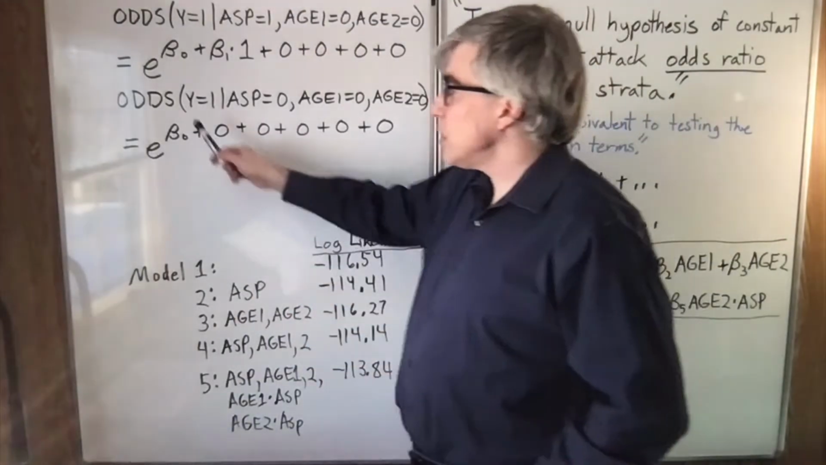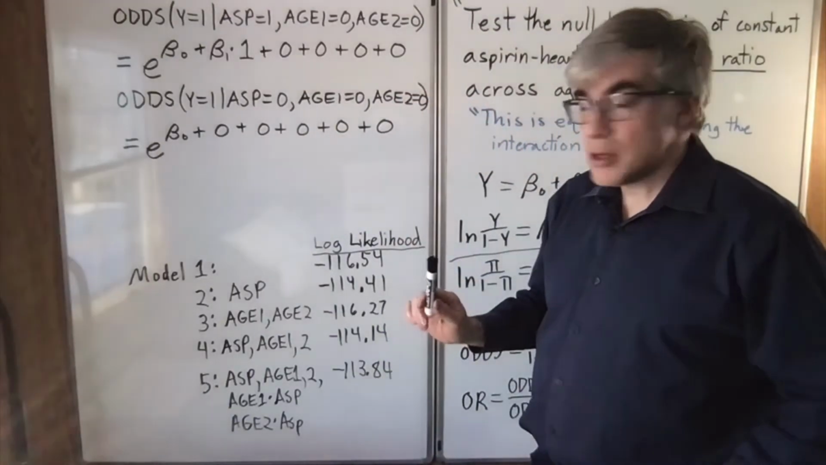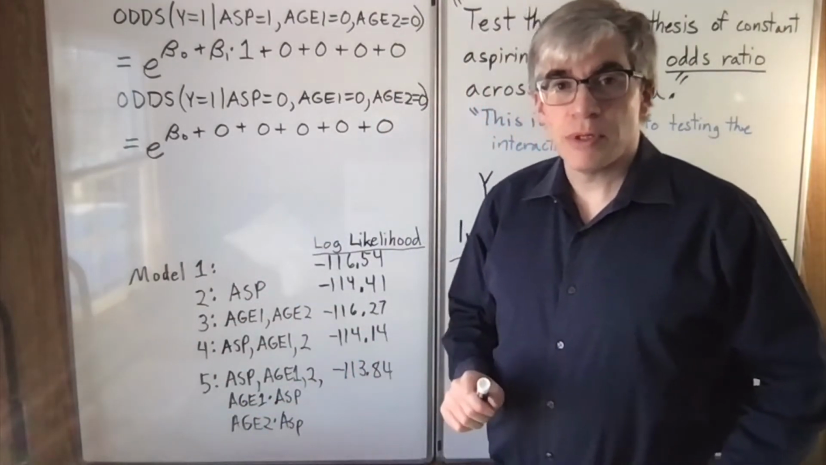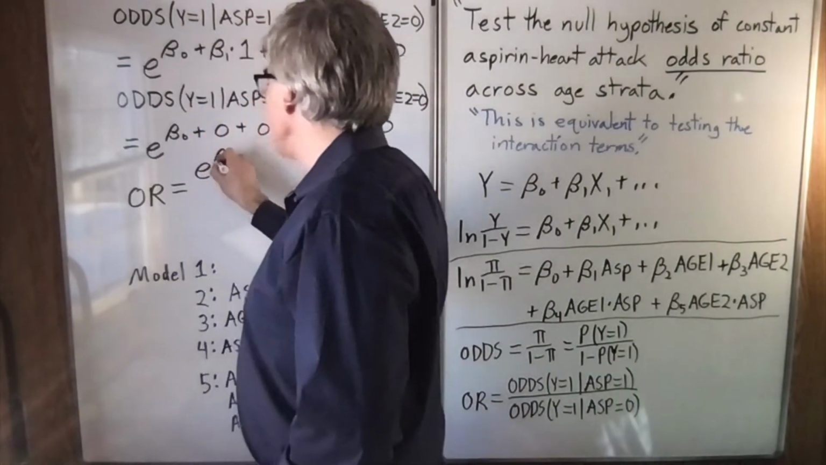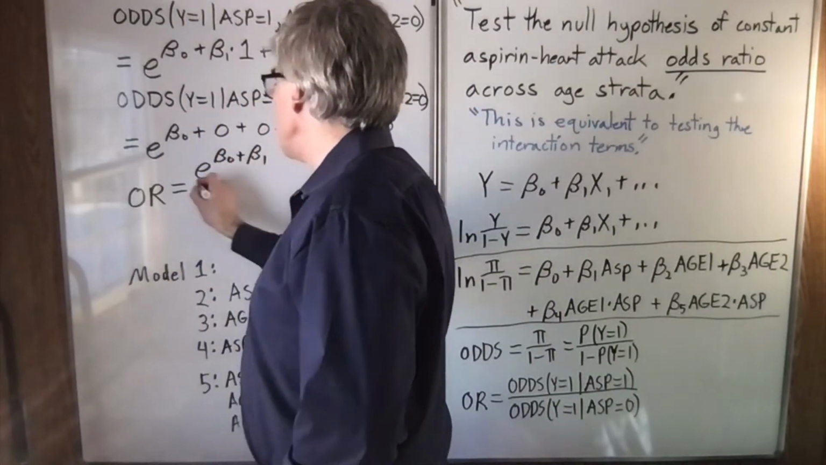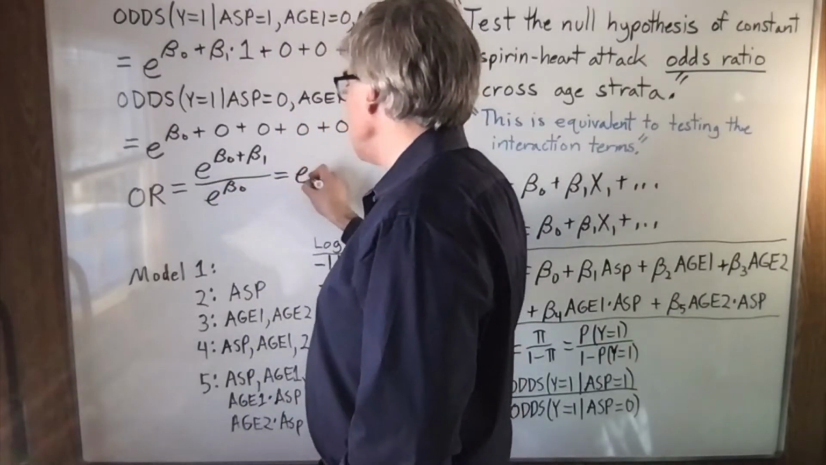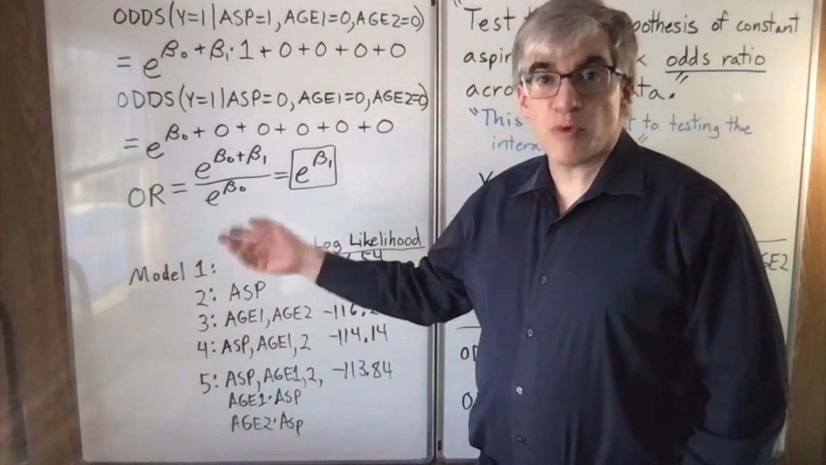Likewise, we can find the odds of a heart attack given no aspirin and younger than 40. When you plug in all the values, you just get e to the beta 0. So finally, the odds ratio would be e to the beta 0 plus beta 1 divided by e to the beta 0. And that would be e to the beta 1. Now that was assuming the person is younger than 40.